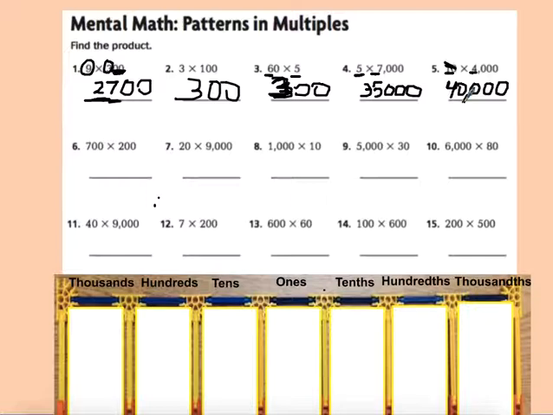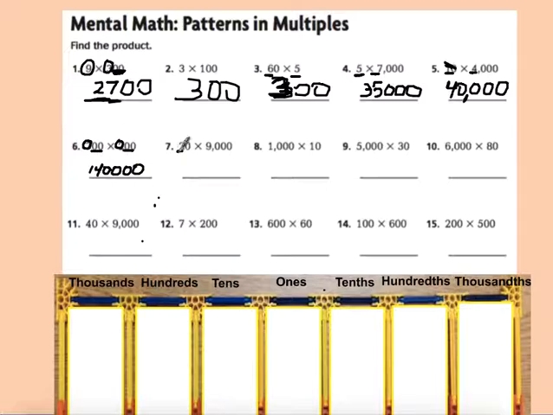In this case, notice I'm going to first think about it as just 7 times 2. 7 times 2 is 14. But in this case, it's not 7, it's 700. So I have to stretch this side out 100 times bigger. And the other side, it's not 2, it's 200. So I have to stretch out 100 times bigger. So I get 14 with 4 zeros, read as 140,000.